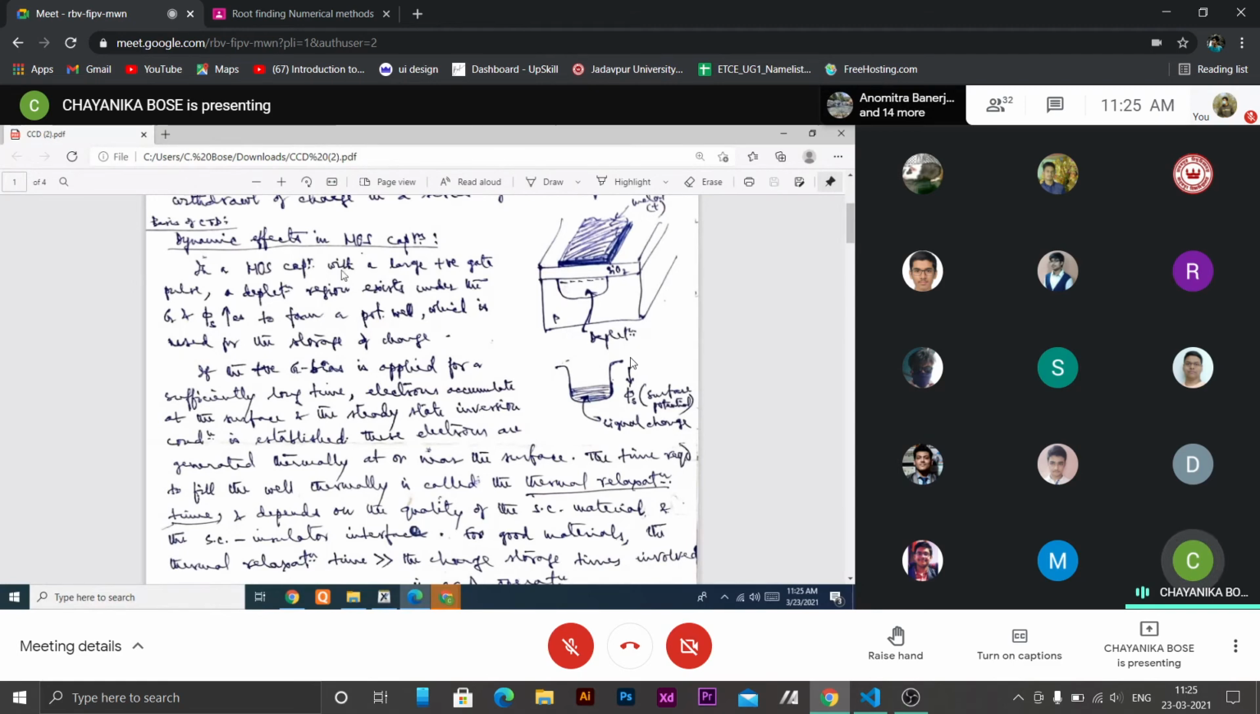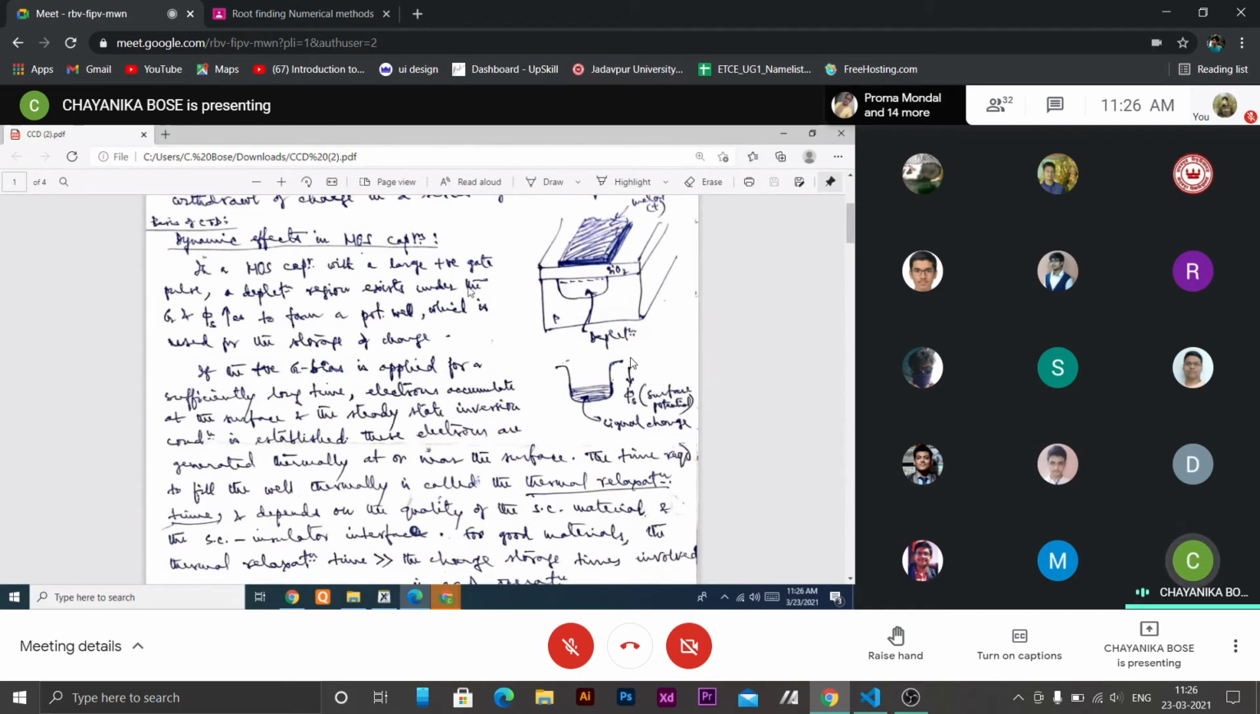In a MOS capacitor with a large positive gate pulse, a depletion region exists under the gate and the surface potential increases to form a potential well. The band will bend in this depletion region, the surface potential will increase, and that will create a potential well, which is used for the storage of charge.